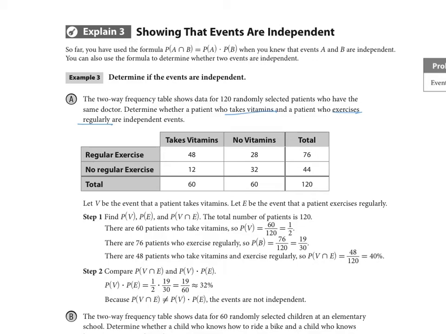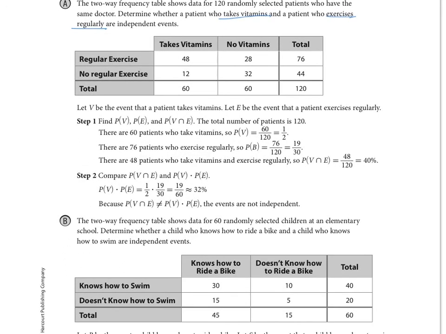So now step 2 is that we're going to compare those three probabilities. If we can make it work out mathematically that 1/2 times 19 over 30 reduces to the same probability as the probability of vitamins and exercise together, then we can say that the events are independent of each other. But in this particular case, 1/2 times 19 over 30 is 19 over 60, and the approximation for that probability is 32%, not the 40% that we got before. So we would say these events are not independent. Let's fill in part B.